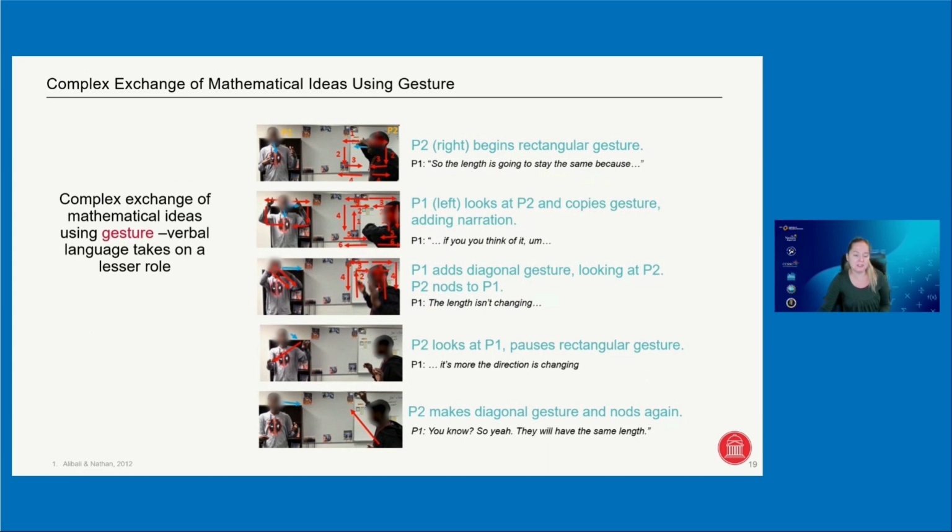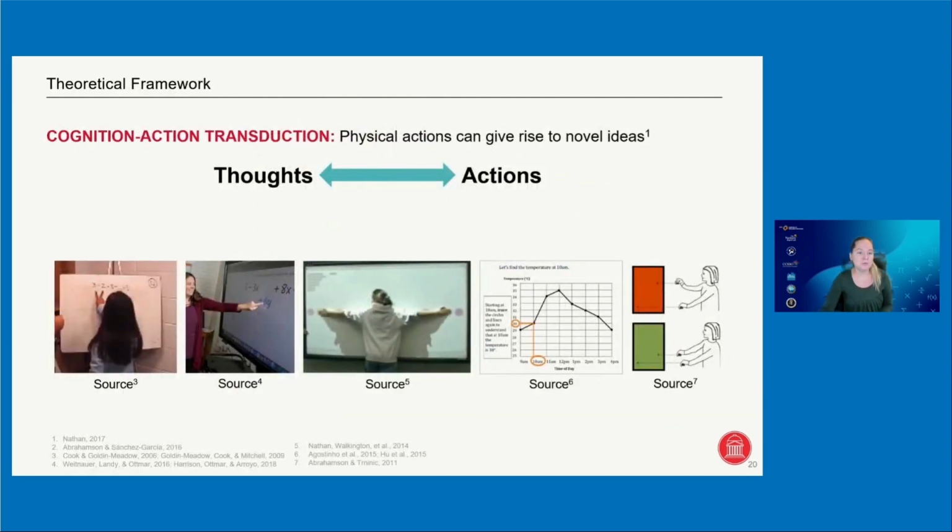So then the student on the right pauses his rectangular gesture, and then he copies the diagonal gesture that the first student had proposed. So they're exchanging ideas there, even though the student on the right never speaks during this exchange. So this also led us to observe that collaboration lends itself to unique forms of gesturing and embodied learning. So one of the theories that we rely on here is a theory of cognition action transduction. Typically, we think that your thoughts cause your actions.